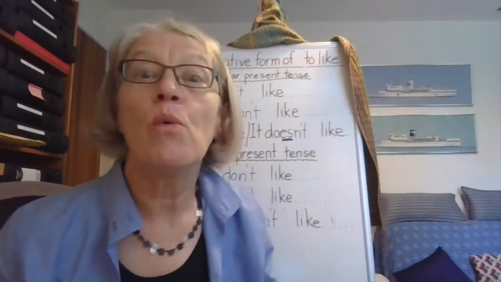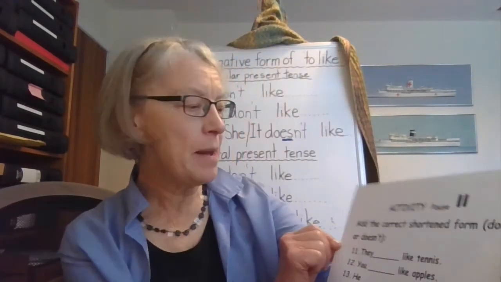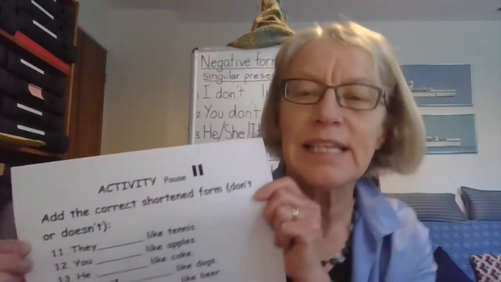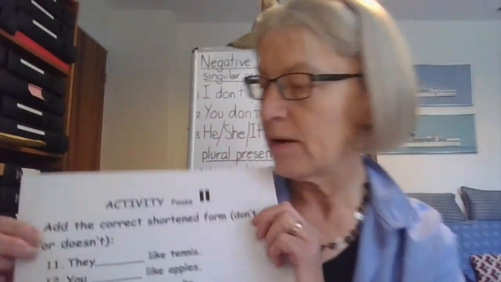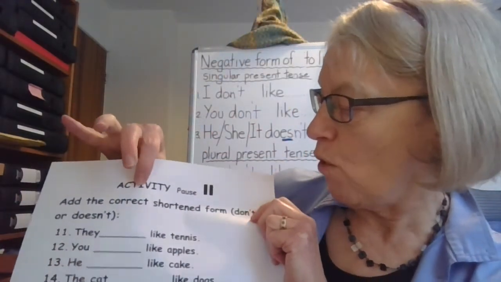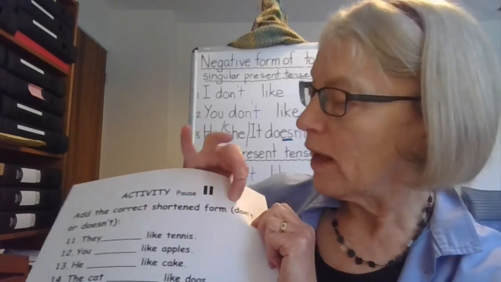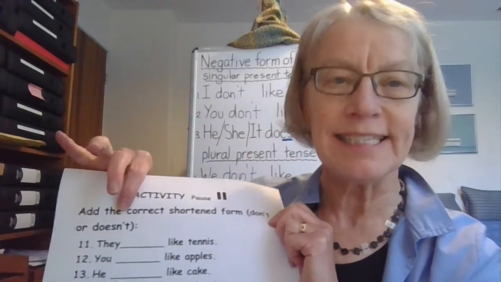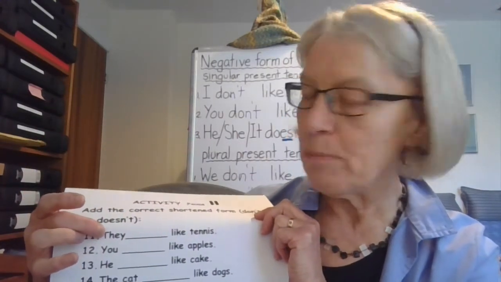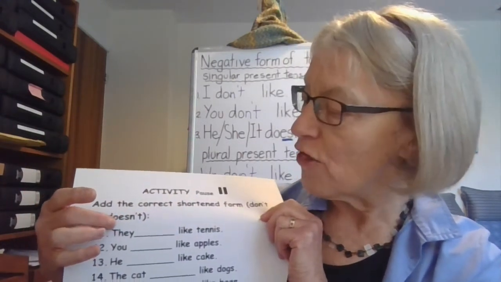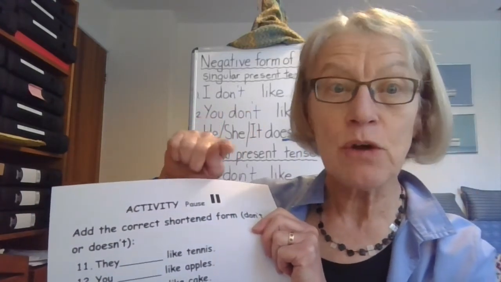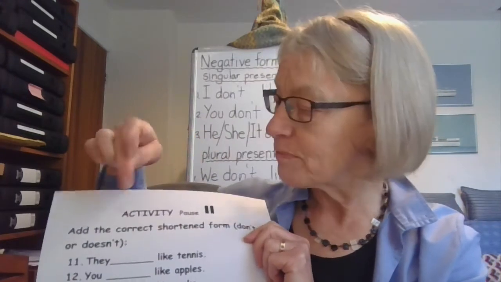Okay, more work for you. This is numbers 11 to 15. So pause if you need to at the end. You've got to add the correct shortened form. Don't or doesn't. So, number 11. Do we put don't or doesn't? They like tennis. Is it don't or doesn't?